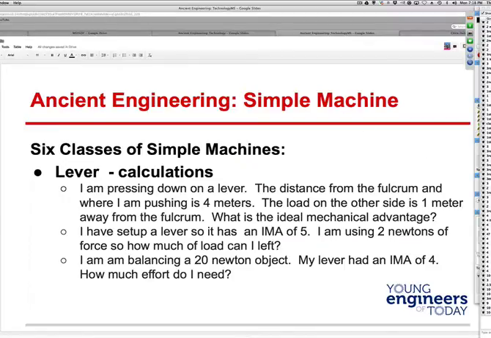Excellent. All right, very good. We've got people who have 10. I'm using 2 newtons of force. I've got an IMA of 5, 2 times 5, I get 10. All right. I'm balancing a 20 newton object. My lever has an IMA of 4. How much effort do I need? So I've got my lever that I've built has an IMA of 4. I've got to hold something that's 20 newtons. Well, how much effort do I need?